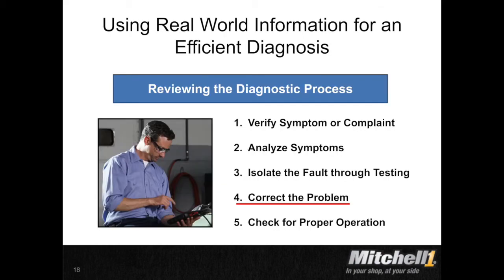Okay, now that we've analyzed the symptoms and isolated the fault through testing, we're ready to move on to correct the problem, because at this point we've identified what the component failure is, and we're ready to replace that component. So the basic information you need includes repair procedures, diagrams, and specifications, all of which can be found in repair information systems such as Mitchell 1's ProDemand.